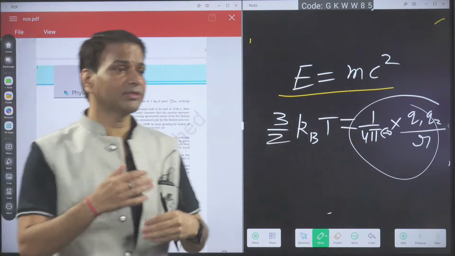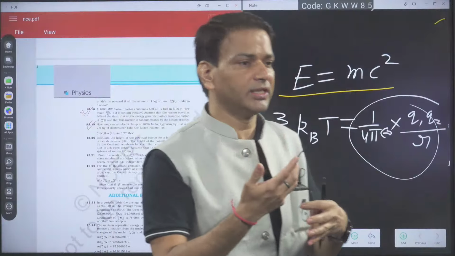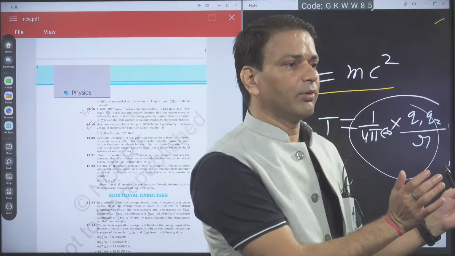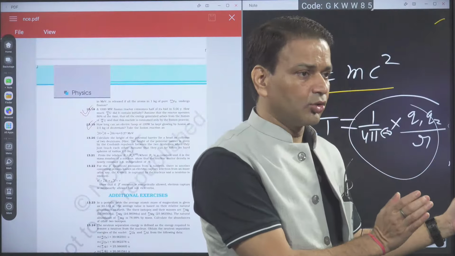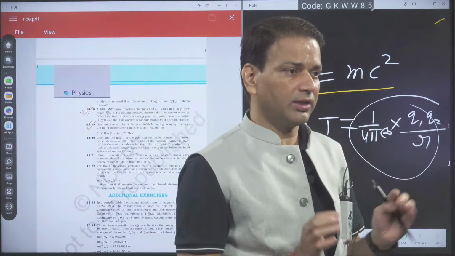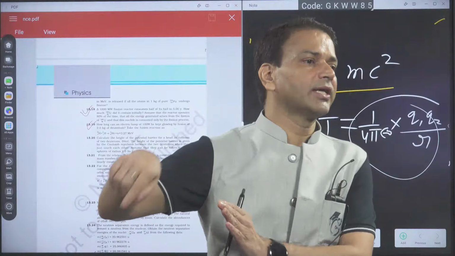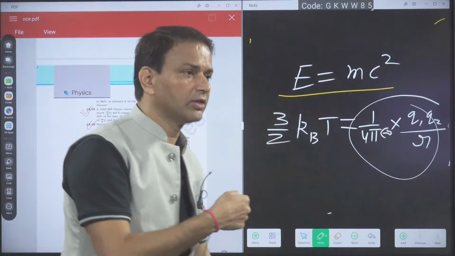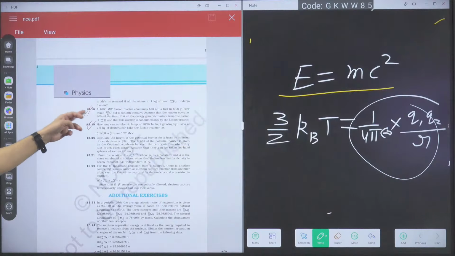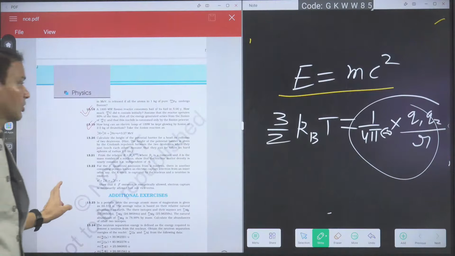They are asking how much time the total deuterons will take to disintegrate. Suppose I have a total number of x deuterons into the energy due to 1 deuteron, that is the total energy. That is equal to power into time. From that you can calculate the time. So this question everybody will solve. 13.18 and 13.19 you will solve.